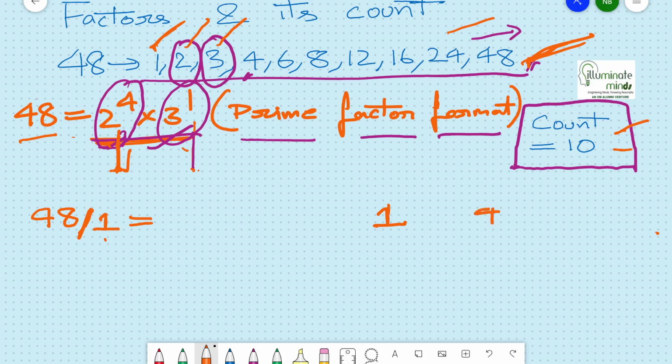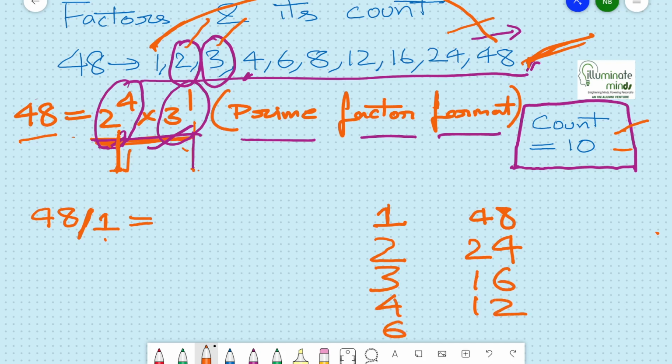So you can write them in groups. Correct. So 1 comes along with the number 48. So 1 and 48 come in a pair. So why are you running the loop twice? Similarly, when you divide 48 by 2 and the remainder is 0, the quotient 24 is also one of the factors of the number 48. Similarly, 3 comes with 16, 4 comes with 12, 6 comes with 8.